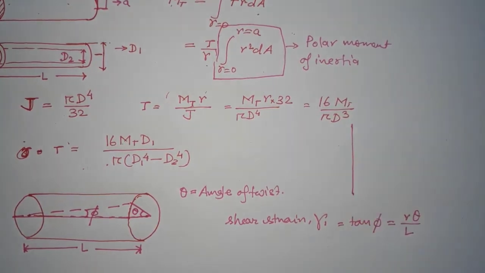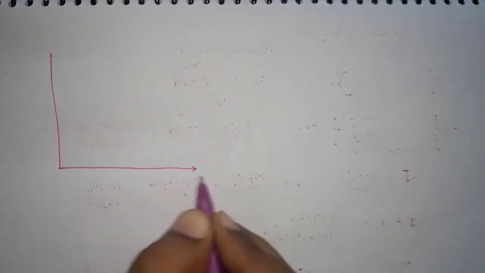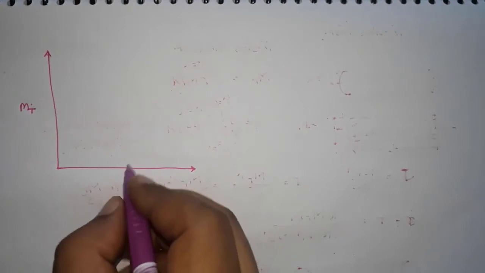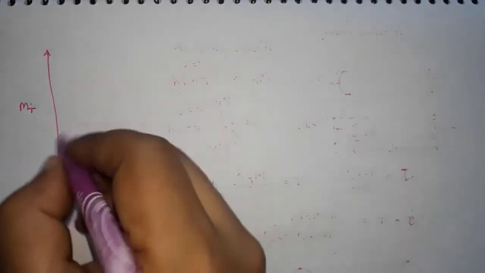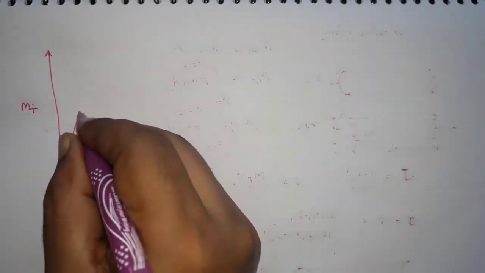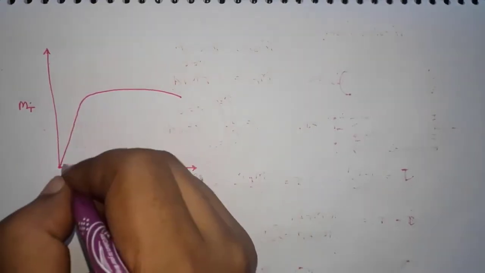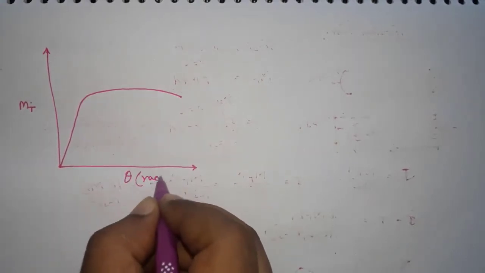So let me go to the next. So then you plot this, torsion moment versus angle of twist. So you again get a linear part and then a non-linear part like the stress strain diagram. So in this case also you can have a proof stress kind of thing. So this is in radians.